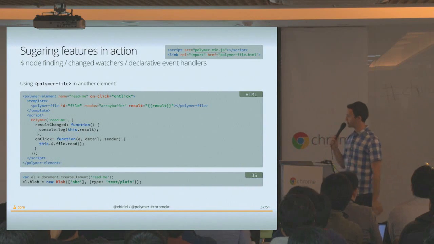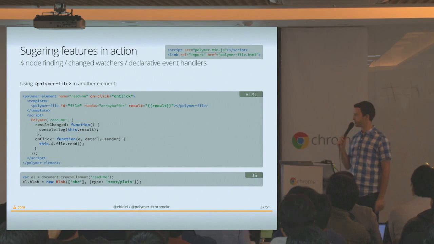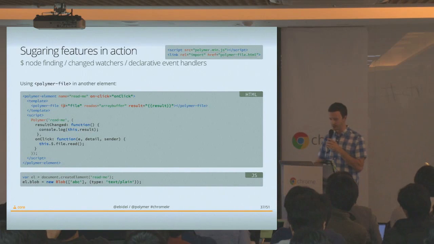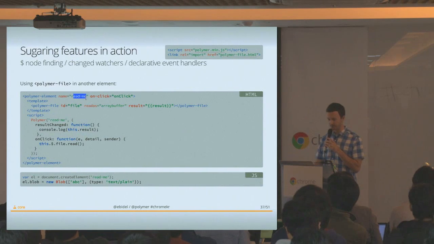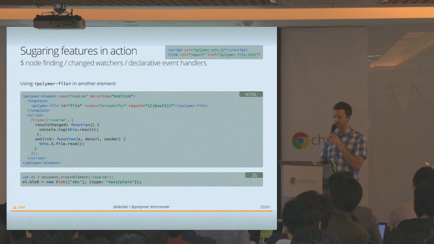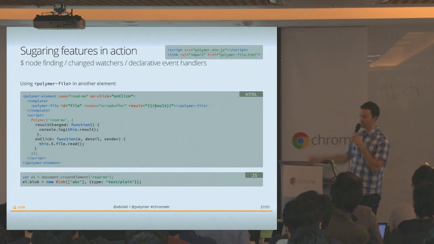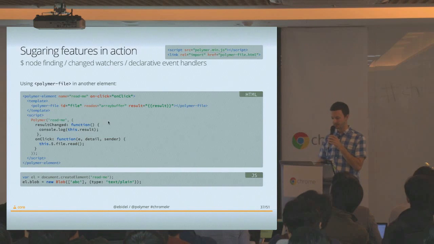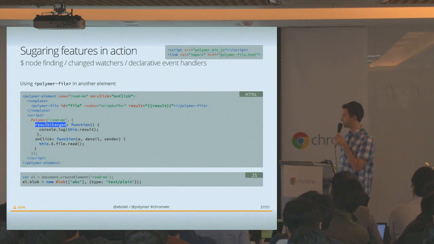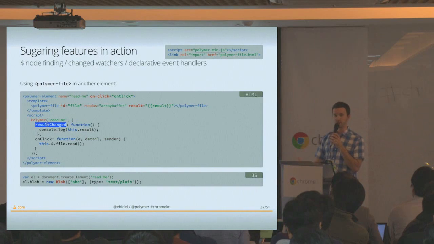Another real-world example is reusing the Polymer file element inside of another element. So we can create this README element. And this one's pretty cool because it actually uses data binding as well. So no JavaScript here. Instead, we're binding to that result property it sets. This is a Polymer feature called a changed watcher. So when my result property changes, my result changed method will be called. So that's really nice. You can observe properties really easily.